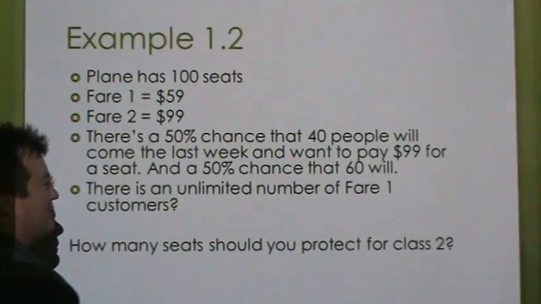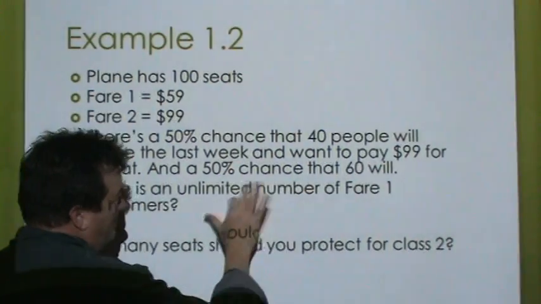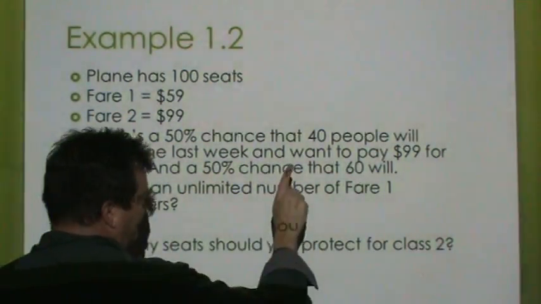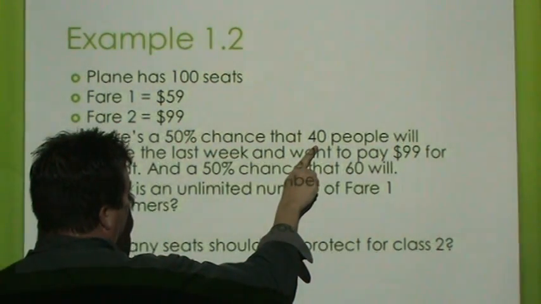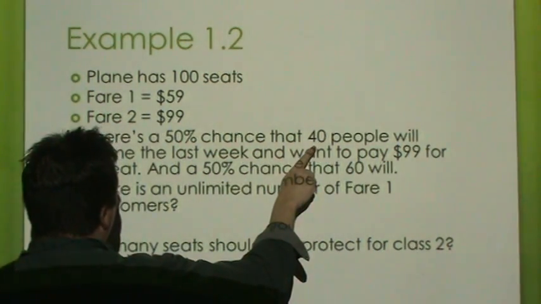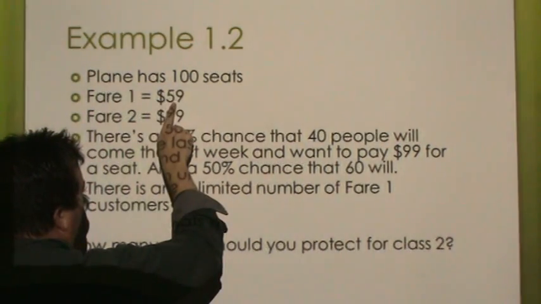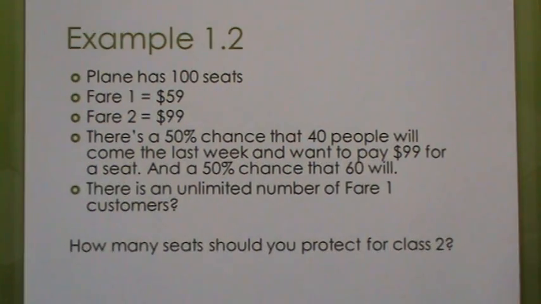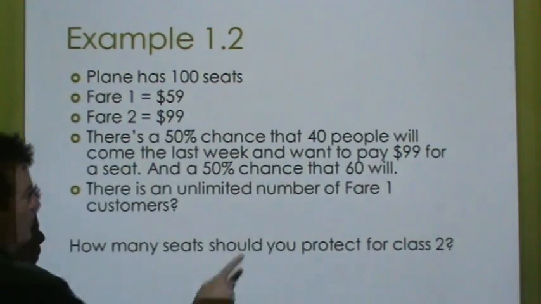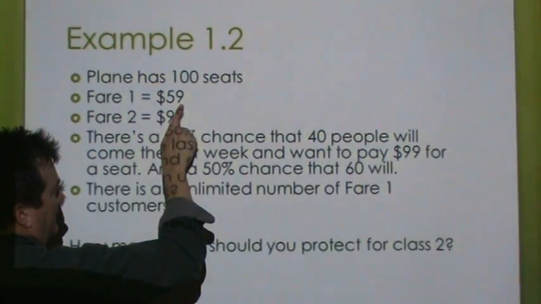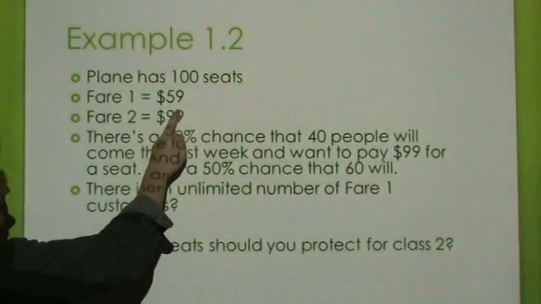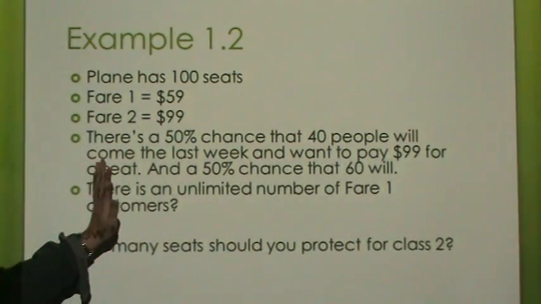Right. So our answer could be 40 or 60, and possibly even between 40 and 60. But okay, if we looked at the two extremes: if we protect 40 seats, we will sell 60 at 59 and 40 at 99 for sure, because we're definitely going to get 40 people to show up. Correct. If we protect 60, we'll sell 40 at 59 plus either 40 or 60, or something in between.